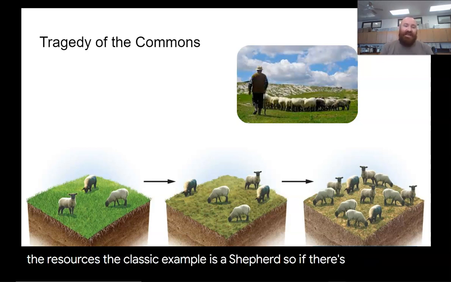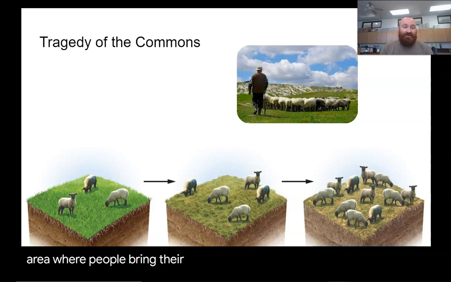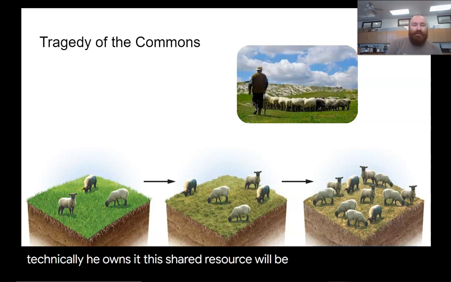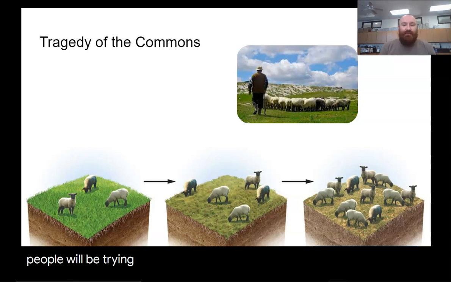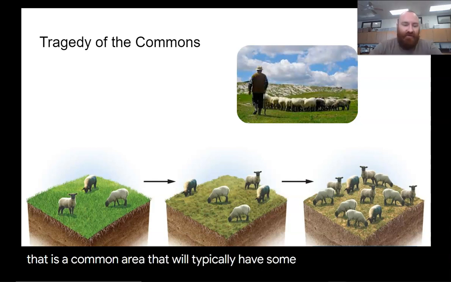So if there's a common area where people bring their sheep to graze, and no one technically owns it, this shared resource will be depleted because people will be trying to raise the most sheep and depleting this area. So that is a common area that will typically have some sort of tragedy or overuse.